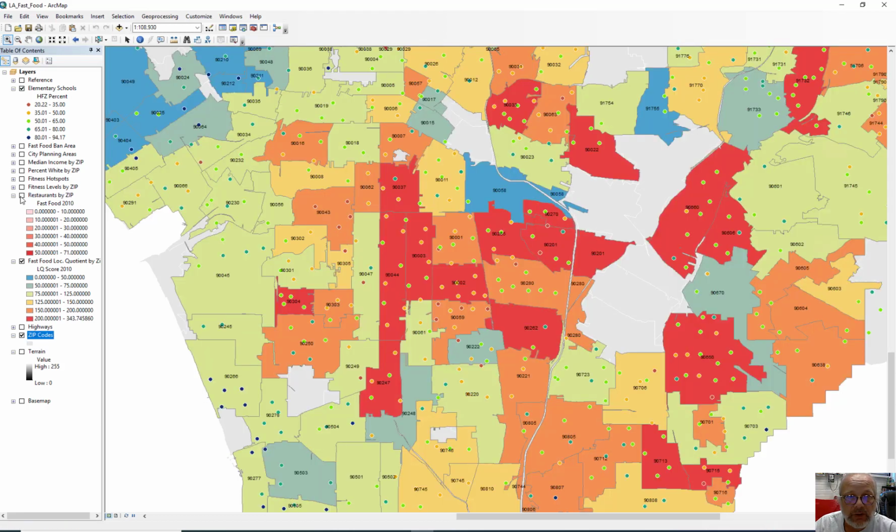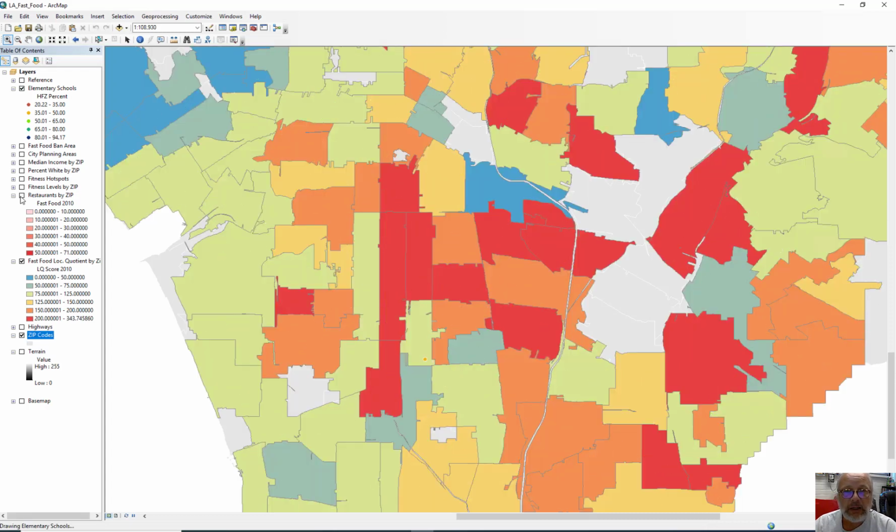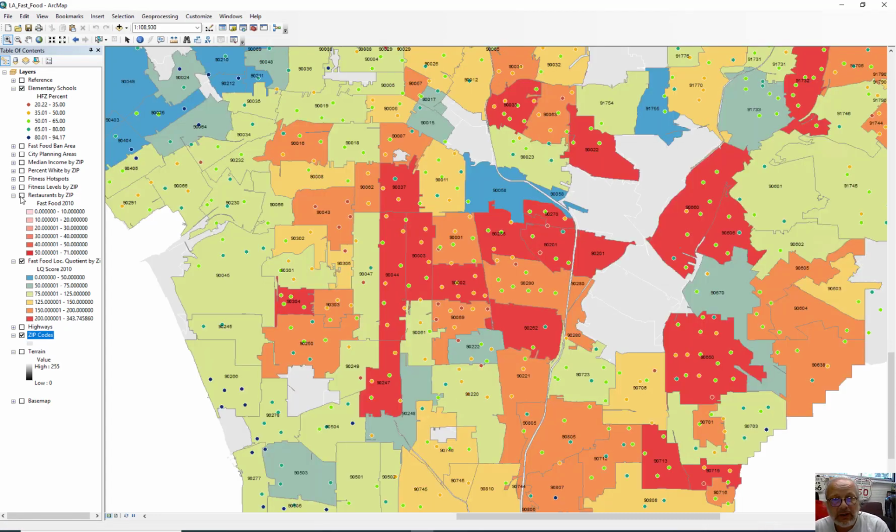You can flip them on and flip them off, and note that some of the places that don't have a high total number of fast food restaurants may have a very high percentage of all the businesses. So maybe there's only 10 businesses in the whole zip code and 5 of them are fast food. That would make 50% of all businesses fast food.